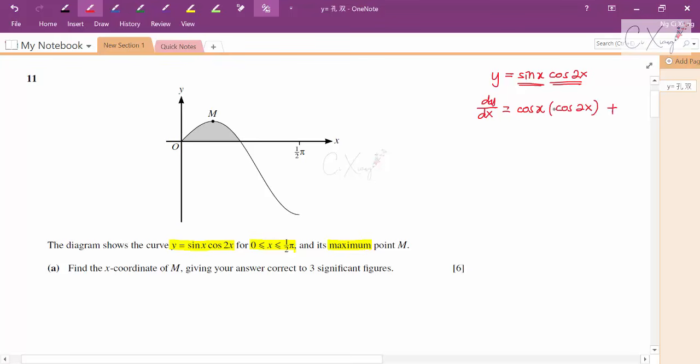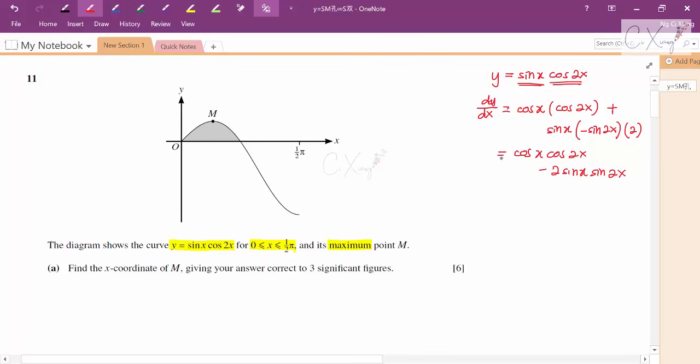Then plus, now I do the other way around. That means I copy the first bracket, which is sine x, and I differentiate the second bracket. Differentiate cos, I'll have negative sine 2x. After that, I need to differentiate the thing inside the bracket for the cos, which is 2x. Differentiate 2x, I have a 2. So when I rephrase it, I will have cos x cos 2x minus 2 sine x sine 2x.